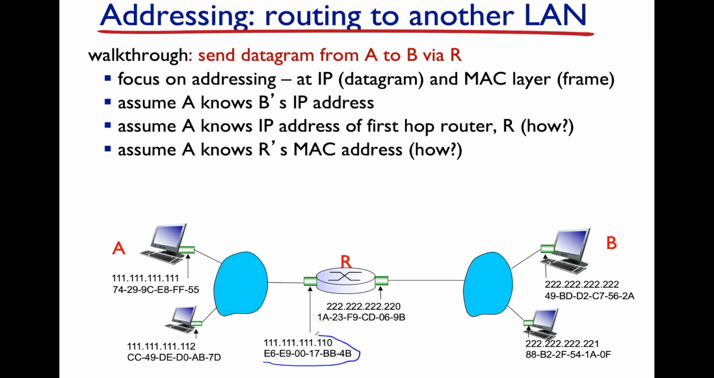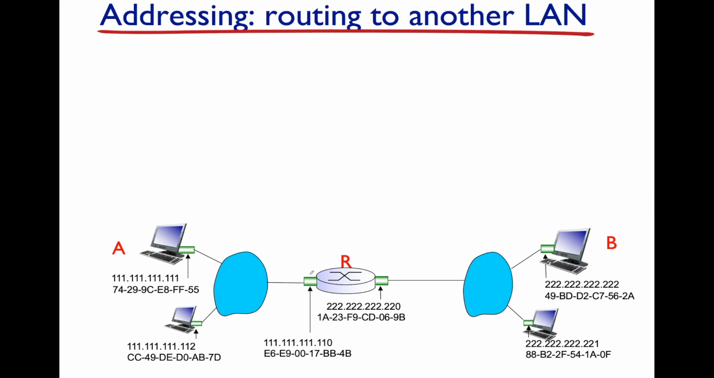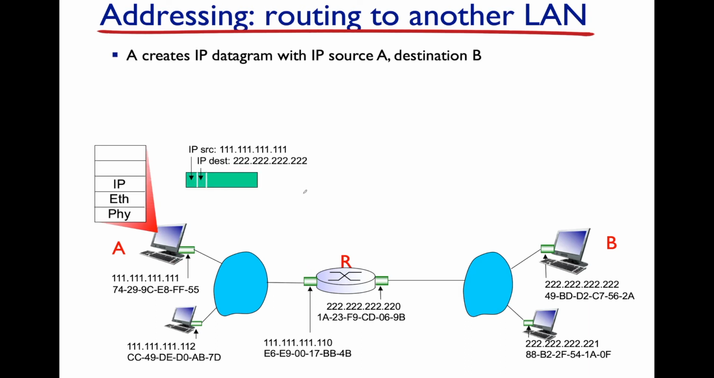So A has a mapping just from engaging in ARP that tells it how to get frames to this particular interface on the left-hand side for this router. And so A then knows the IP address of the first hop router. Okay. It then addresses the first hop router to get that datagram to the router. So it constructs the datagram with the source and the destination IP address. That destination IP address is 222.222.222. That's the destination IP address for that destination B.